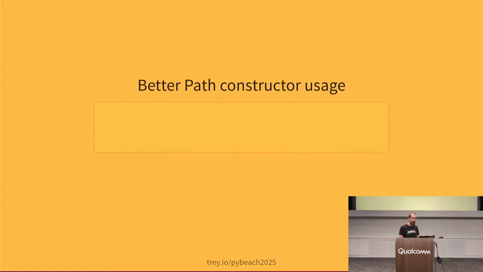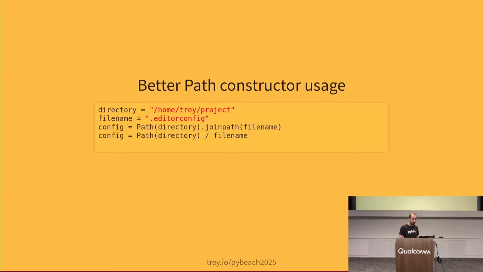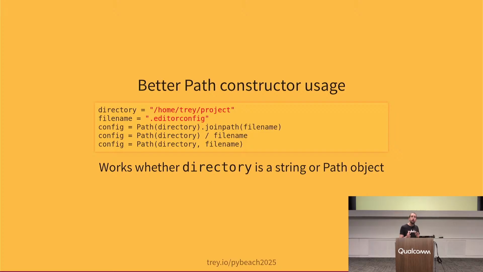Also, don't forget that the path constructor can accept multiple arguments. If you have a directory string and a file string, and you'd like to join them together, you don't need to make a path object and then use the join path or the slash operator. You can just pass both of your strings to the path class. This even works if you're not sure whether one of these is already a path object.